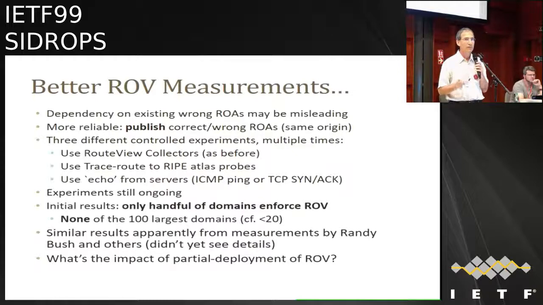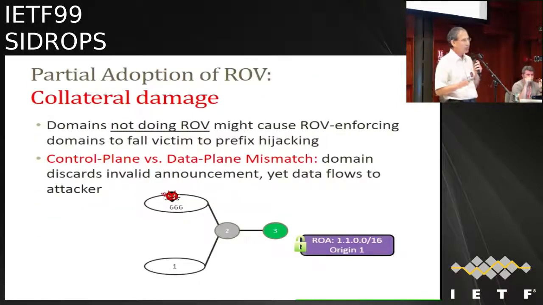What is the impact of this partial deployment of ROV? Maybe if we have 1% deployment, we still get 1% benefit, or maybe more. Maybe if we have 5%, we'll get 5% benefit, or even more, and so on. So that's the question, right? What is the impact? Before I present the actual result, let me explain why essentially the situation is bad. That is, if we have 1% deployment, we are expecting to have less than 1% benefit.